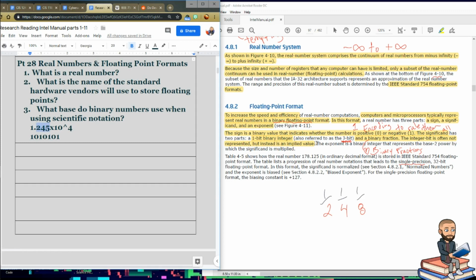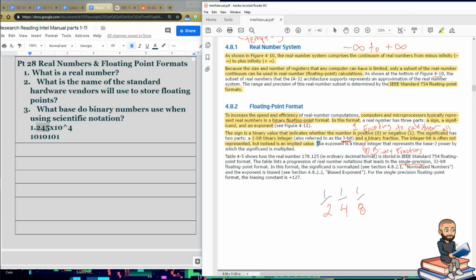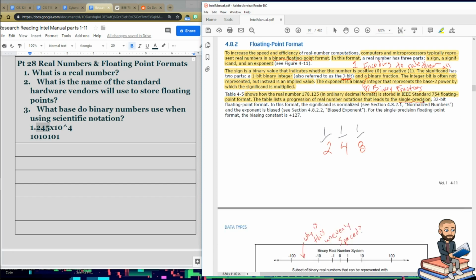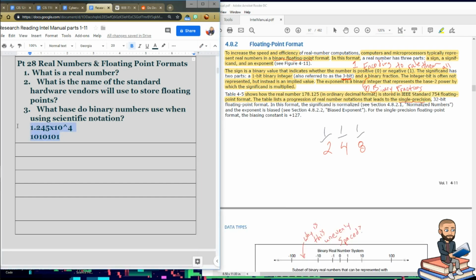Okay, but we're storing all these in binary numbers. So the exponent is a binary integer that represents a base 2 power by which the significand is multiplied. Table 4.5 shows how the real number 178.125, that is in an ordinary decimal format, is stored according to that standard floating point format. The table lists a progression of real number notations that lead to the single precision. When you see single precision, just remember a 32-bit floating point format.